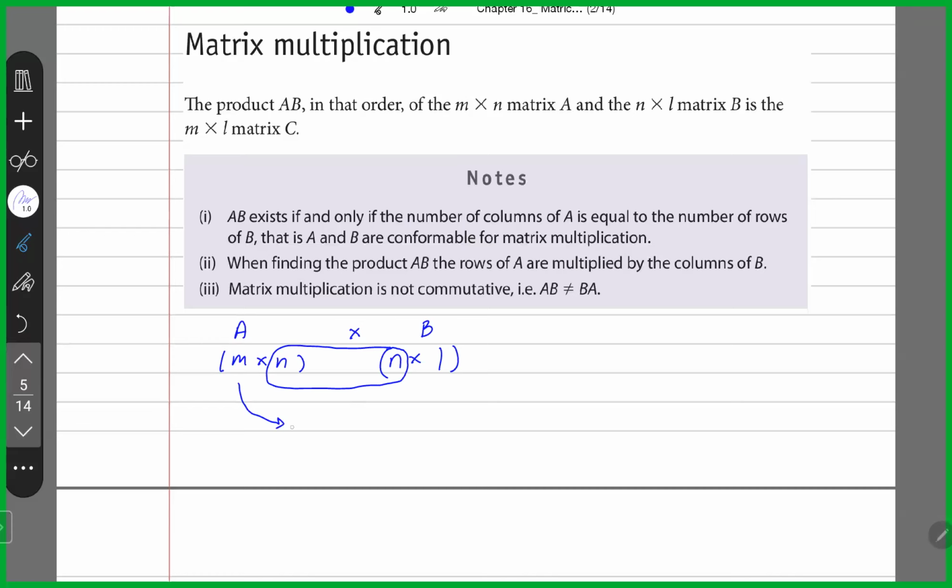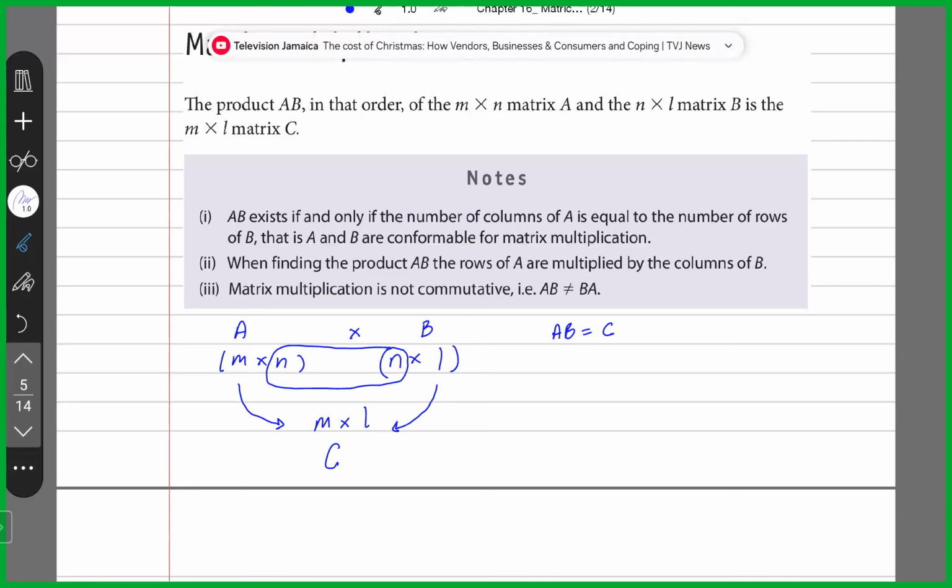And this is the order of the matrix product. So the number of rows in A, M, by the number of columns in B, L, is the order of the product, and the product is C. So you have AB is equal to C. The number of columns in A must be equal to the number of rows in B, and the number of rows in A by the number of columns L in B gives you the order of the matrix product.